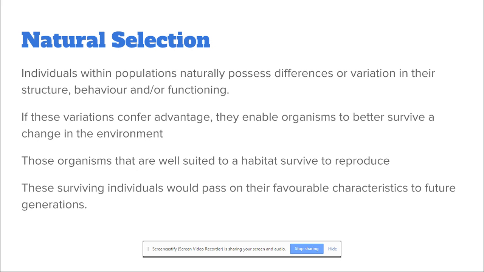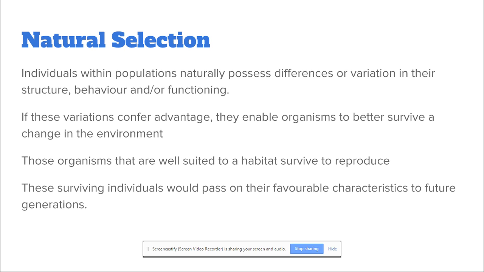So this is saying that there are some characteristics, whether it's their structure, behavior, or function, that at times give an advantage to the organism. Those organisms that have that variation are well suited to the habitat and they're able to survive to reproduce. These surviving individuals would pass on their favorable characteristics to future generations.